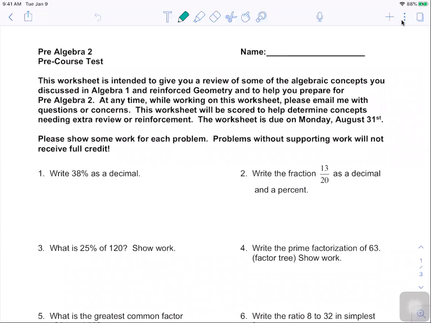Hey everybody, Mr. King here. We're going to go over some questions. So if you want to look on the Pre-Algebra 2 pre-course test, we're going to start with number 7. And again, this is going to be due tonight.